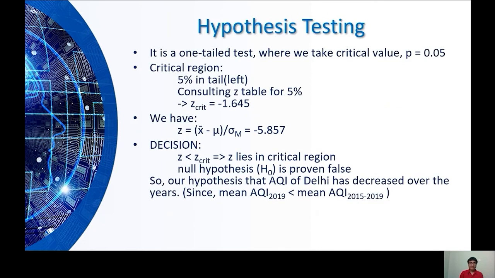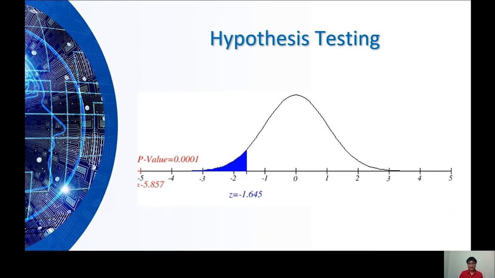Taking our critical value p equal to 0.05, we obtain a critical region where z value less than -1.645 means that null hypothesis fails. The z value obtained from our data is -5.857, which lies in the critical region. This proves that the null hypothesis is false, and our hypothesis that the AQI of Delhi has decreased over the years is proven true. Now, Rudransh will conclude our presentation.